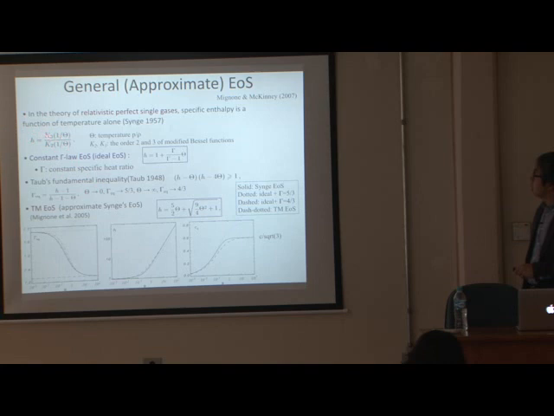So this is the function h. It involves the second-order and third-order modified Bessel functions of theta, where theta is the temperature, P over rho. This is the exact form. Then there is the constant-gamma equation of state, the ideal equation of state, where the enthalpy is 1 plus gamma over gamma minus 1 times theta, with theta equal to P over rho. Here gamma is a constant specific heat ratio.